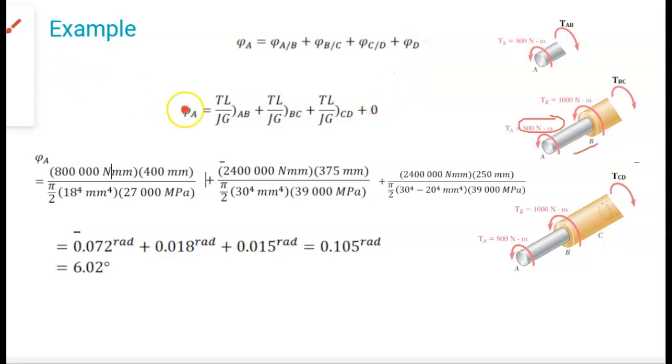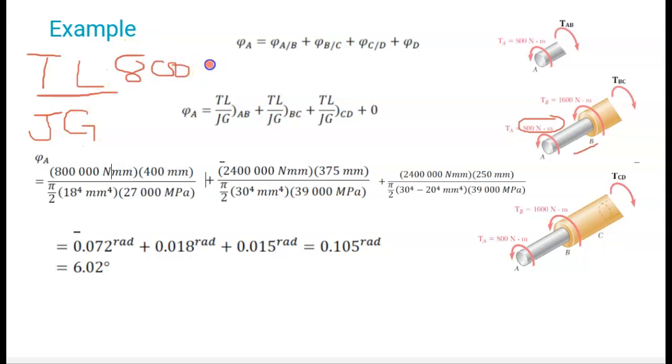Now to find the angle of twist at A, B, and AB, BC, and CD, we do the angle of twist at A, so AB. The formula is TL over JG. Now the T, the torque, is 880 Newton meters. So it's meters, best to convert into millimeters. So you got 880 Newton meters, then millimeters, 3 more zeros. So hence we got this value here.